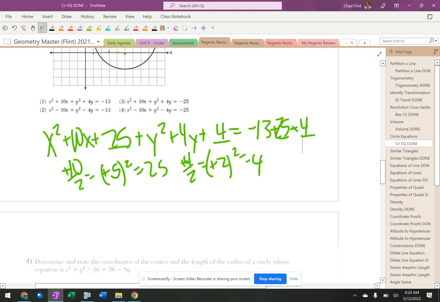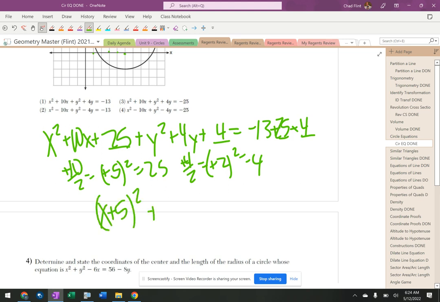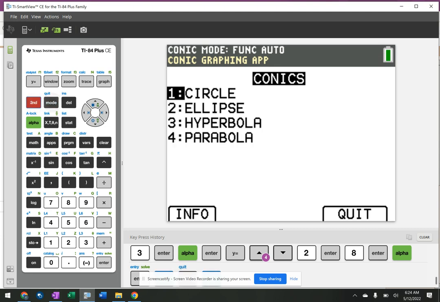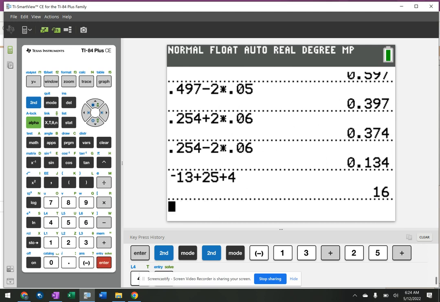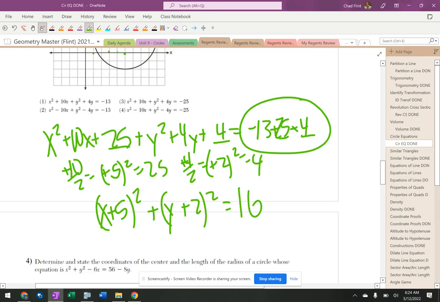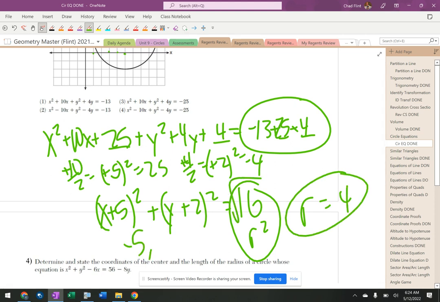So then that's going to give me x plus 5 squared plus y plus 2 squared equals, then all of those added together are negative 13 plus 25 plus 4, which is 16. All right, and remember this is r squared, so r equals 4 because I take the square root of that. All right, but the center is negative 5, negative 2, which is not the right center, so that's not it.